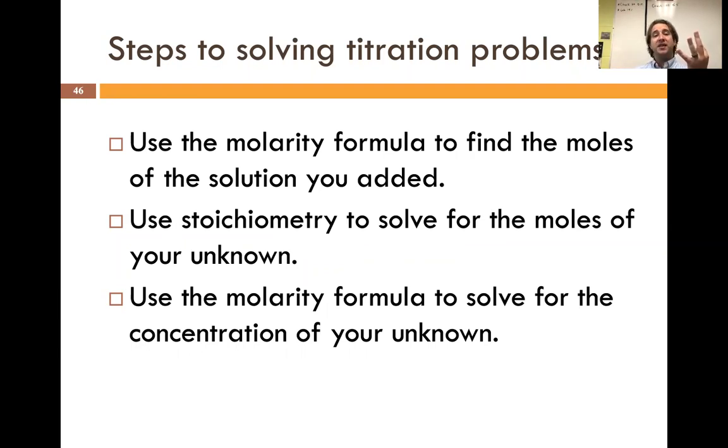Then your third step is to use these new moles that you found using your ratio, and the volume that you measured out originally, to solve for your final unknown concentration, because we can actually measure how much of this unknown acid we measured out. Okay, we measured out 25 mLs. We know its volume. And we just figured out how many moles are in there because we know how many moles of base it took to neutralize it.